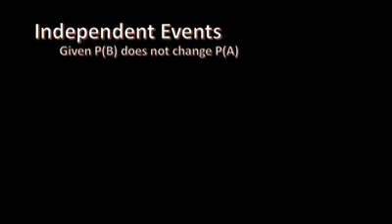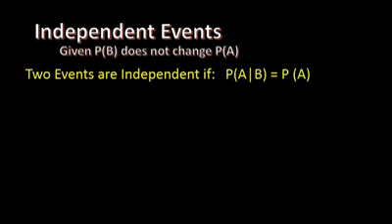When knowing some information about event B has no effect on the probability of A, then the two events are considered independent events. Written formally, two events A and B are independent if the probability of A given B is equal to, or the same as, the probability of just A. So for example, what is the probability of picking an ace from a deck of cards given that the card is black? Well, there are 26 black cards and 2 black aces. So if we know a card is black, then there are 2 out of 26 chances of the card being an ace.